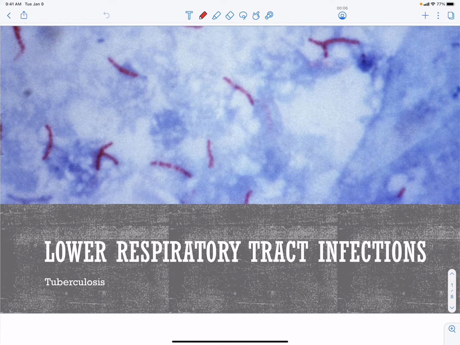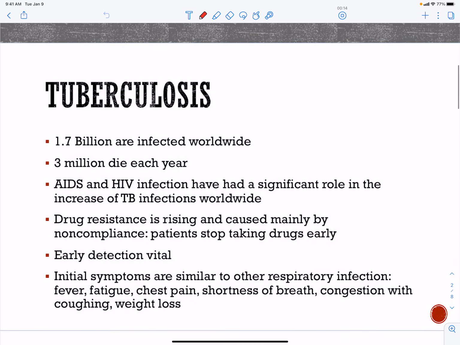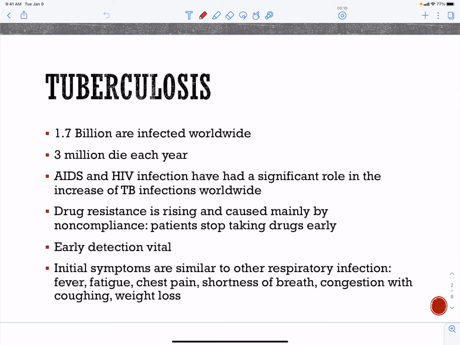Okay, so here I'm going to talk about a very important pathogen of the lower respiratory tract, and that is Mycobacterium tuberculosis. And so tuberculosis has a very heavy worldwide burden. There are almost 2 billion people infected. Overall, it's thought that about 3 million people die each year, and there are important comorbidities with tuberculosis.